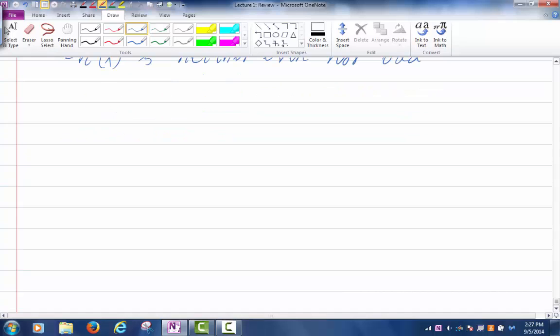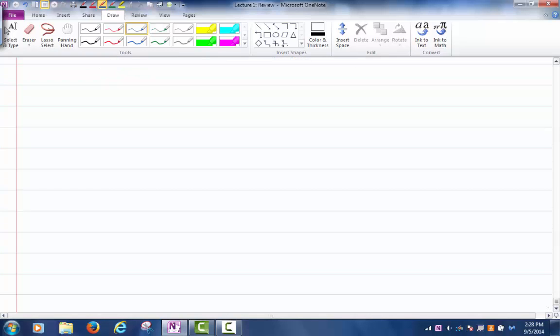Is everybody okay with that? Okay, so one of the things that I forgot to review about functions is the vertical line test. Let f of xy equals 0 be an equation in x and y.